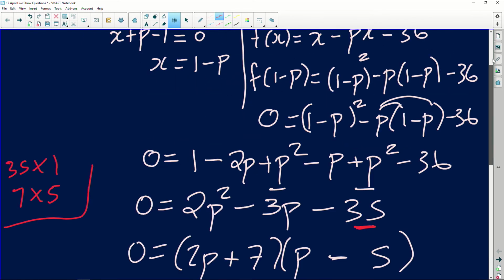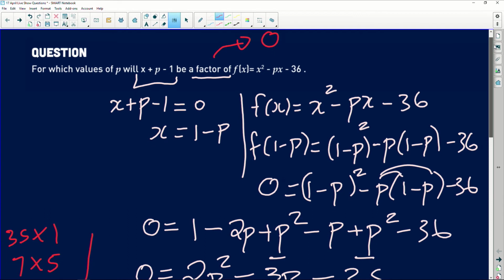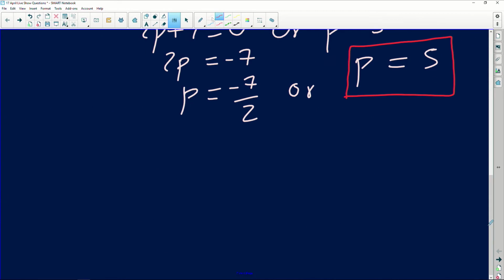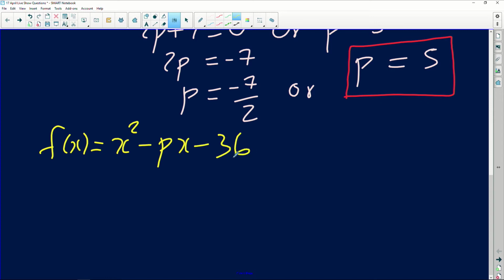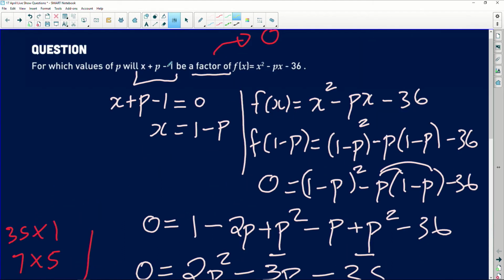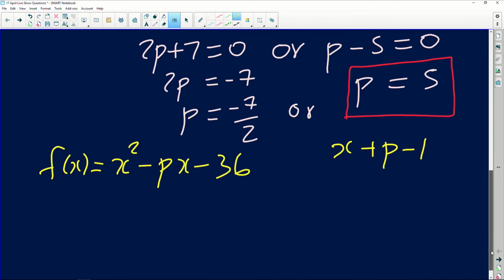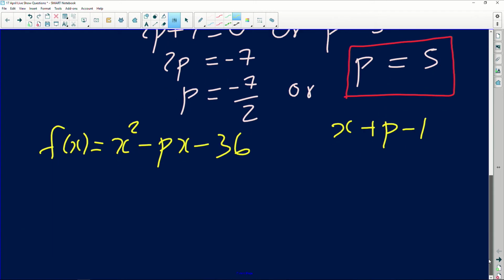The function that was given to us is x squared minus px minus 36. So I'm going to write that. F of x is x squared minus px minus 36. And then the divisor was given to us as x plus p minus 1. This is the divisor that was given to us in the question, which is the one that I have right here, x plus p minus 1. So this is just to prove to you that indeed when p is 5, we are going to get a factor. Now, we found that p is 5.